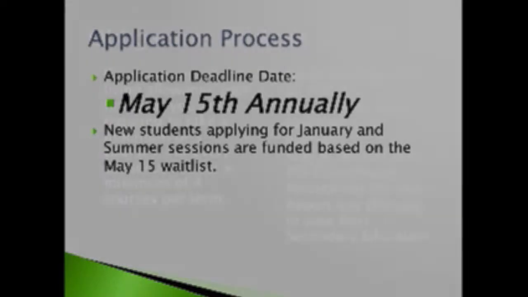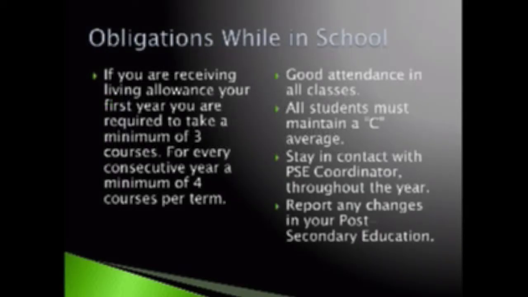So obligations while in school. If you're receiving living allowance for your first year, you're required to take a minimum of 3 courses. And for every consecutive year after, it's a minimum of 4 courses per term. So good attendance in all classes. All students must maintain a C average. You also have to stay in contact with the PSE coordinator throughout the year and report any changes in your post-secondary education.